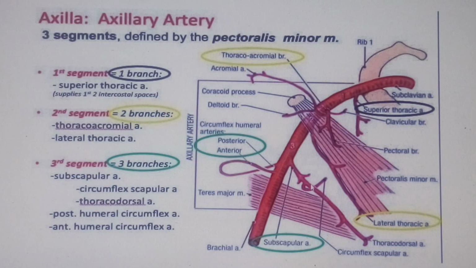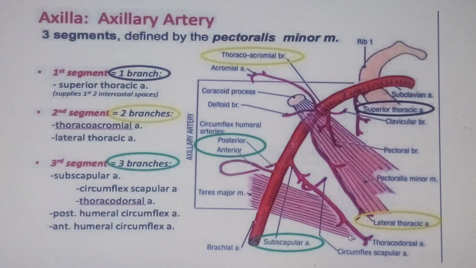Okay, so that's what we see. And the terminal continuation of this subscapular artery is what we call the thoracodorsal artery. And my friend, the thoracodorsal artery, you know that it runs along a nerve, and that nerve is what we call the thoracodorsal nerve, otherwise known as the nerve to latissimus dorsi. So it means that the thoracodorsal artery is also going to supply this latissimus dorsi.